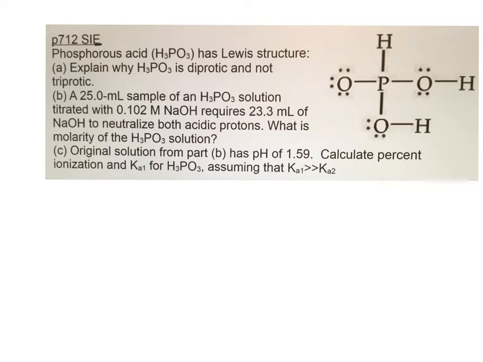Okay, your sample integrative exercise. So it's all about acids and bases in this chapter, but here we are. Phosphorus acid, which we'll tell you right off the bat, just to give us a hint here, is definitely a weak acid, and has the Lewis structure shown here. Explain why H3PO3 is diprotic and not triprotic.